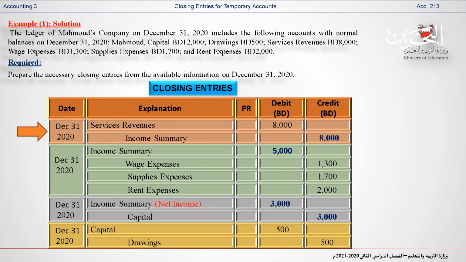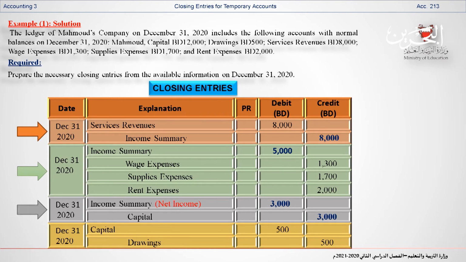The second step is to close the expense accounts. You have to prepare one journal entry that credits the expense accounts one by one as shown: wage expenses 1,300 BD, supplies expenses 1,700 BD, and rent expenses 2,000 BD. And debit the income summary account by the total of 5,000 BD, which is the sum of all expense accounts.